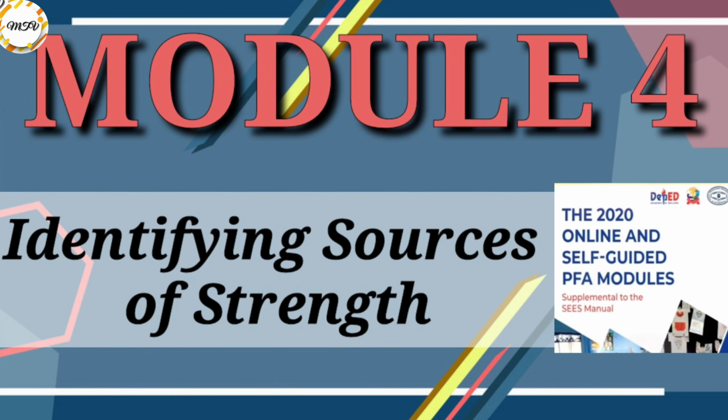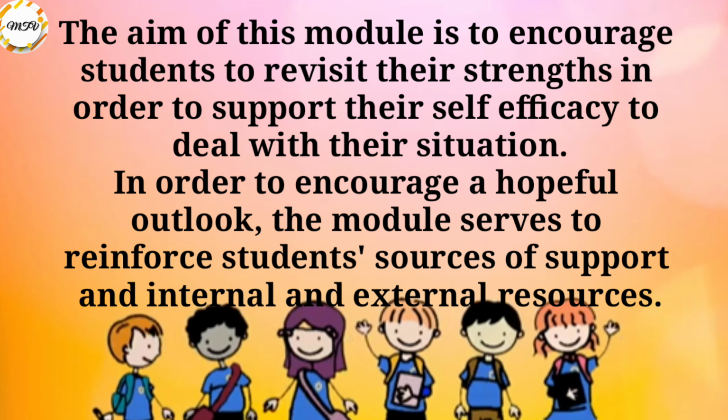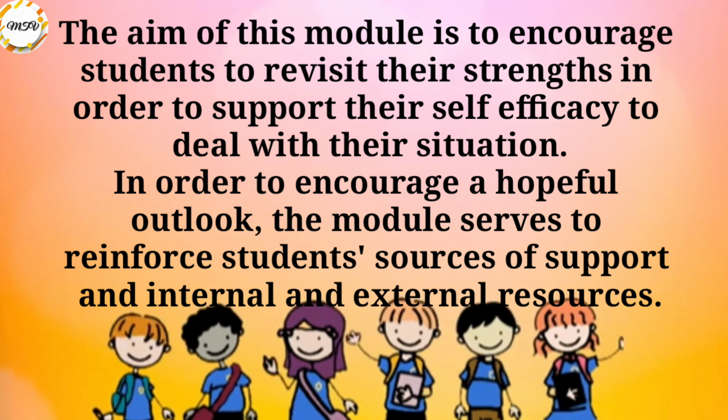We are now on the last module of this PFA, Module 4, Identifying Sources of Strength, that can be found on PFA Module page 35. Rationale. The aim of this module is to encourage students to revisit their strengths in order to support their self-efficacy to deal with their situation. In order to encourage a hopeful outlook, the module serves to reinforce students' sources of support and internal and external resources.